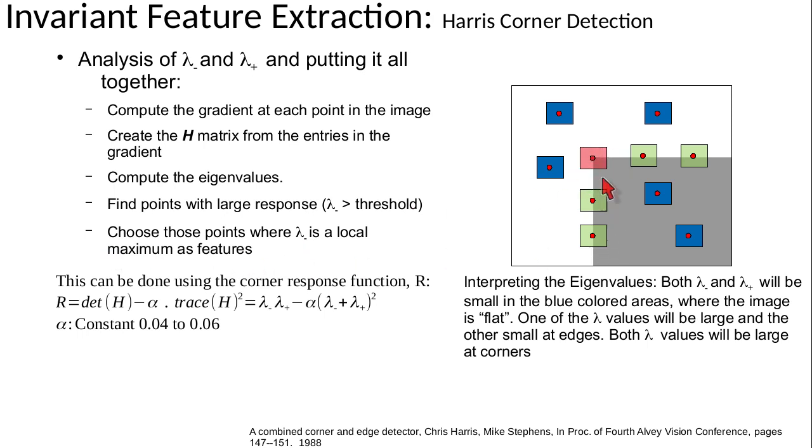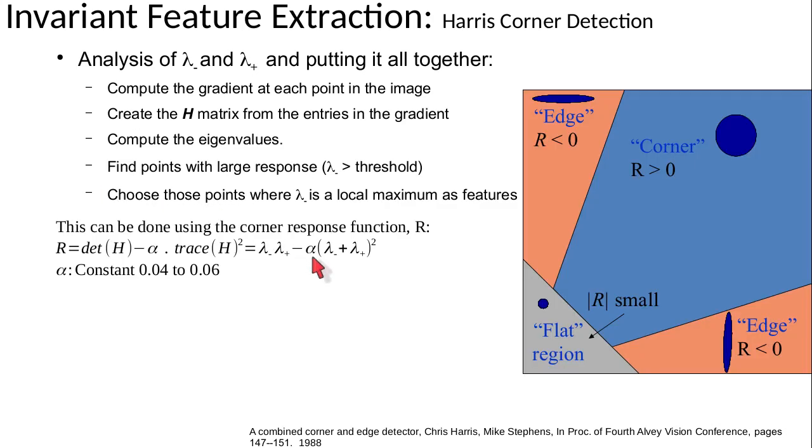Another strategy could be to analyze a small neighborhood of points. If the smaller eigenvalue of one of those points is larger than all the neighboring eigenvalues, then that could indicate that that particular point is a corner point in that area. This analysis can also be performed using the corner response function. The corner response function R is defined in the following way, where alpha is a constant between 0.04 and 0.06, and this is manually selected. You can analyze R in the following manner.